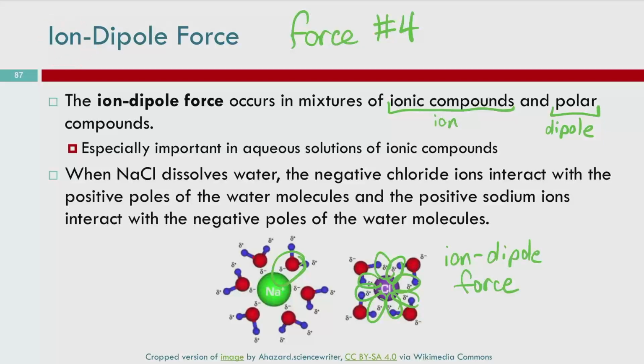So it's like if we have a really big magnet and a really small magnet. Our dipoles are small magnets. Our ions are really big magnets. So if you've got a really big magnet and a small magnet, that's going to be a stronger interactive force than two small magnets.